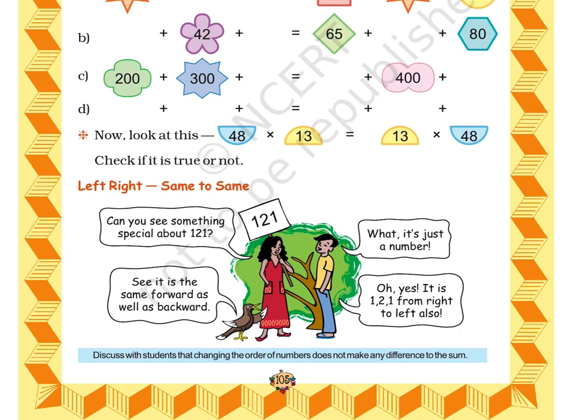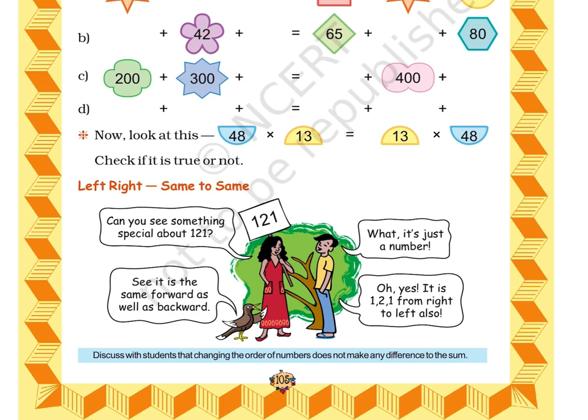She is talking to a boy. She is asking him, "Can you see something special about 121?" The boy says, "What? It's just a number." A bird seen nearby tells the boy, "See, it is the same forward as well as backward." The boy realizes, "Oh yes, it is 1, 2, 1 from right to left also."